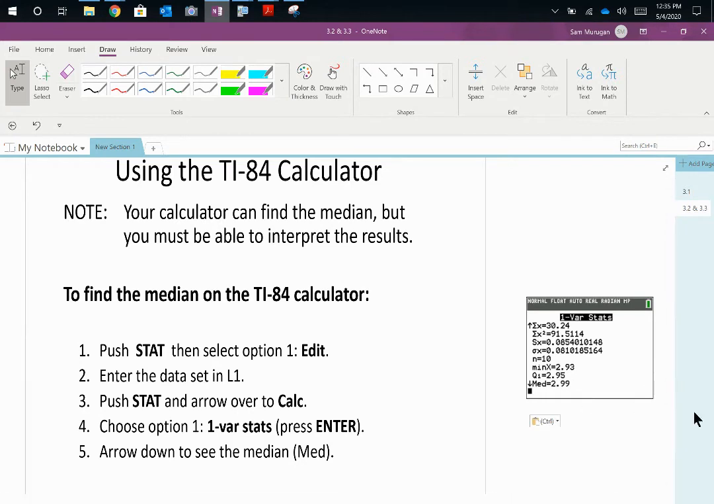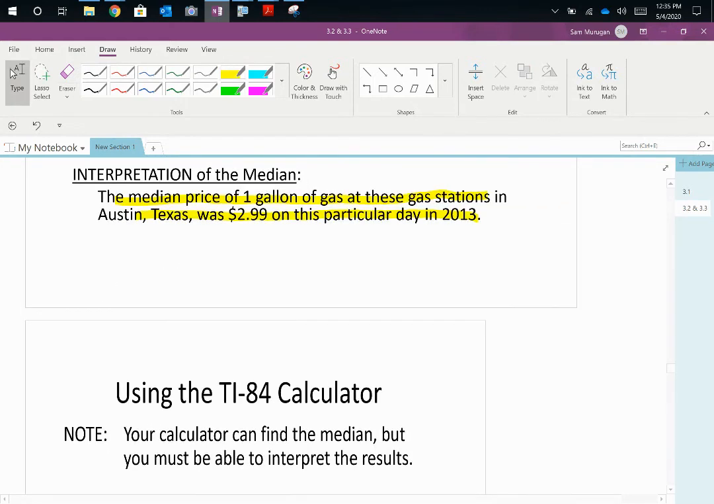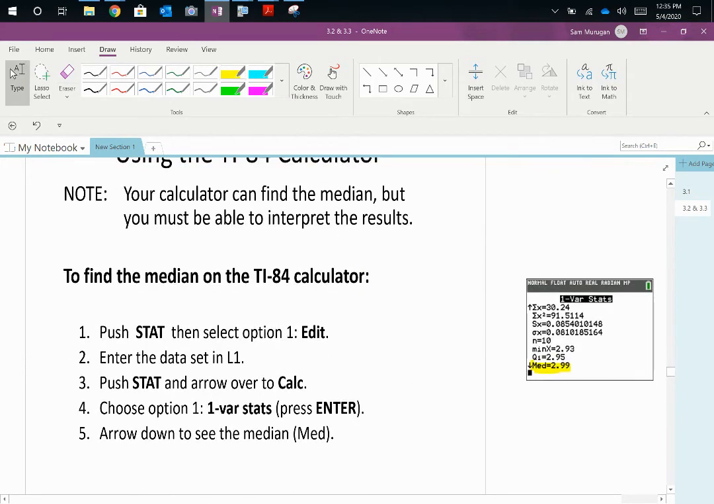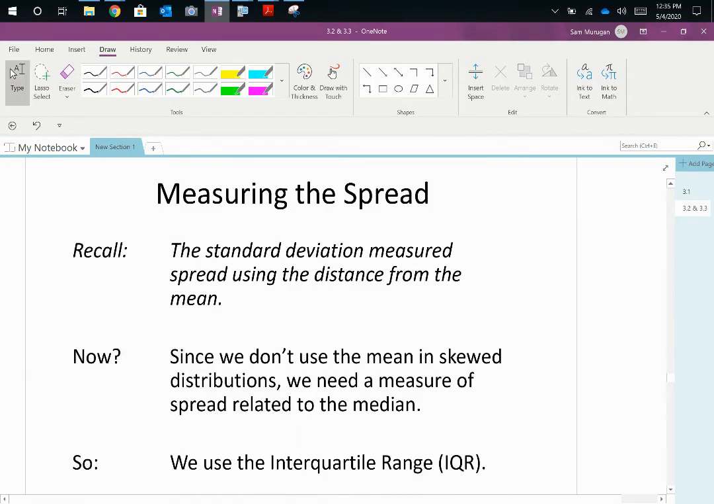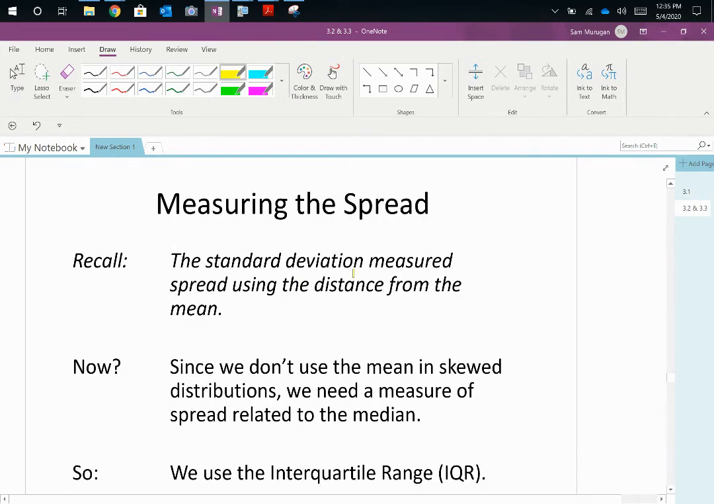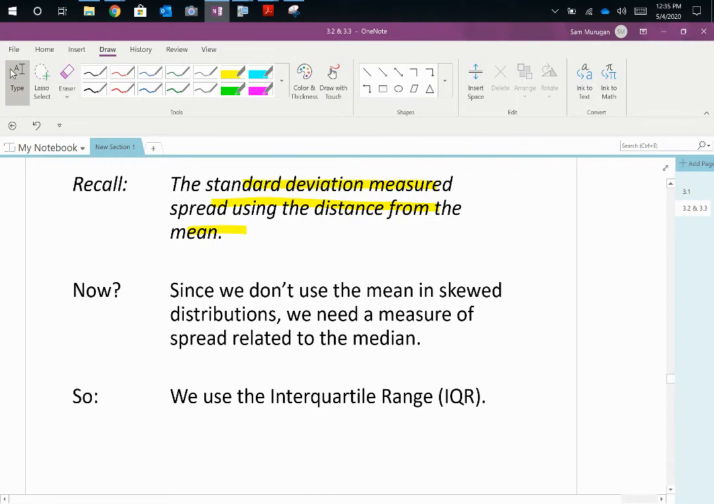There it is. Okay, and that's where that 2.99 answer came from. That's up here, the 2.99 right there. Now, just as a discussion, we talk about how to measure spread. The standard deviation measures spread using distance from the mean. We use something called interquartile range.